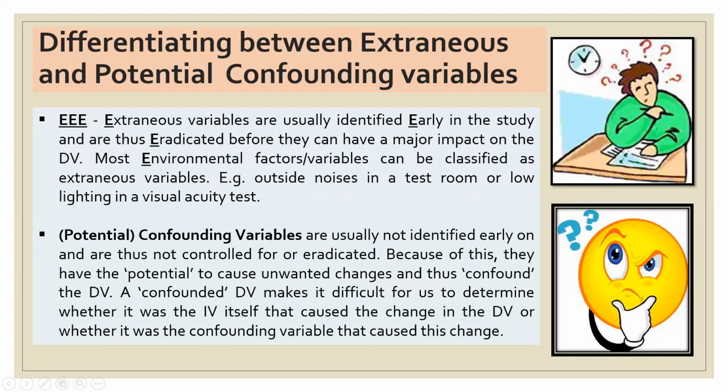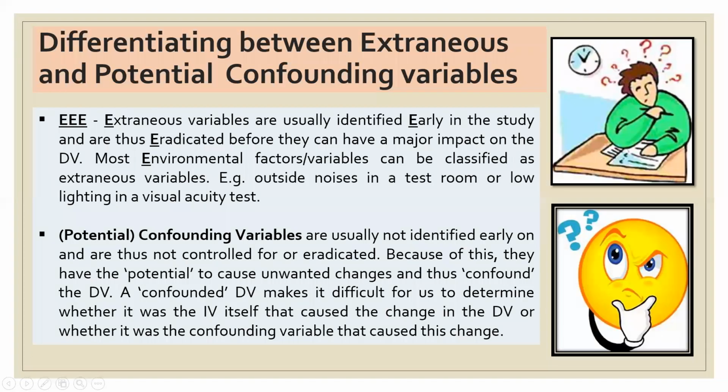Yes. So if the extraneous variables are identified later on in the study and not earlier, we can still call them extraneous variables, okay? Because in terms of the actual impact, if I'm talking about an extraneous variable that we haven't controlled for, compared to a potential confounding variable that we haven't controlled for, both these variables will still have the same impact on the DV. They will still go on to confound the results. So yes, we can still call them extraneous variables, okay?